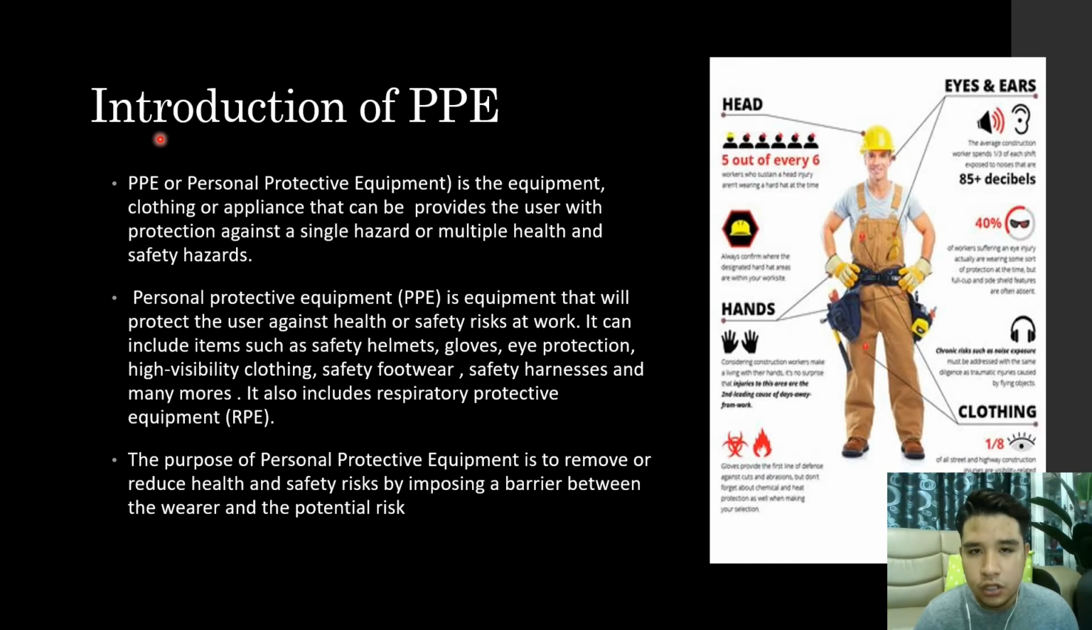The introduction of PPE. PPE, or personal protective equipment, is the equipment, clothing or appliance that can provide the user with protection against a single hazard or multiple health and safety hazards. Personal protective equipment is equipment that will protect the user against health or safety risks at work. It can include items such as safety helmet, glove, eye protection, high visibility clothing, safety footwear, safety harness, and many more. It also includes respiratory protective equipment (RPE).